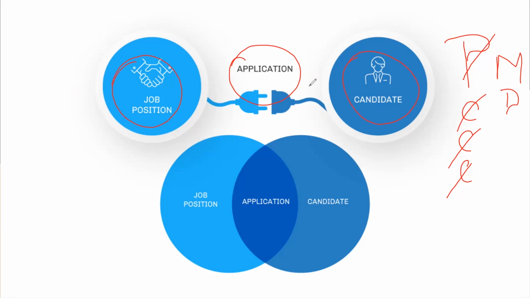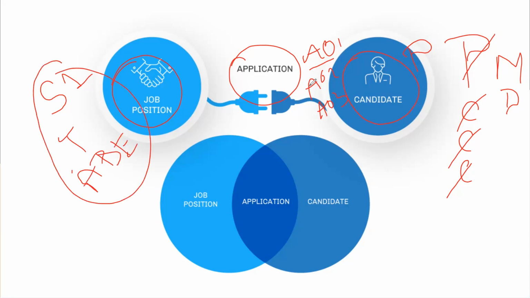This candidate object is a parent because whenever this candidate applies to any job posting, he is applying to a position. Then the application will have the application ID. Let us take A01, A02, A03. These are the three applications applied by this candidate. Now here there are jobs: software engineer 1, tester, then app dev engineer. These are again parents.